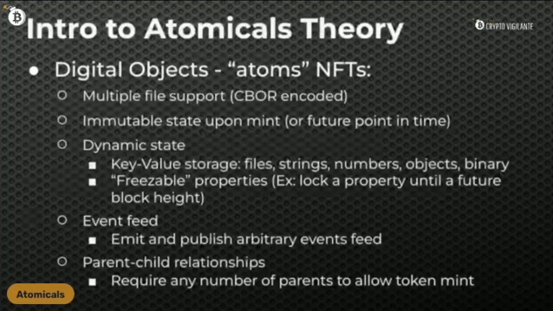So a digital object, or atoms, are basically NFTs encoded in the familiar fashion to ordinals, except with the simplest possible rules that can work, treating the UTXO as a colored coin. There's multiple file support using the CBOR format, which of course is basically JSON compatible. So you can have an image.jpg in an Atomical, you can have a metadata.json in that same Atomical, and you can have any other key value data during the mint and later.